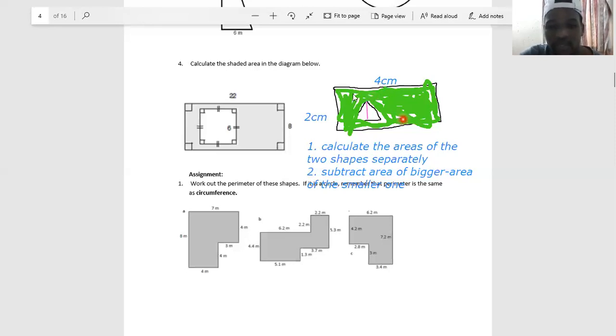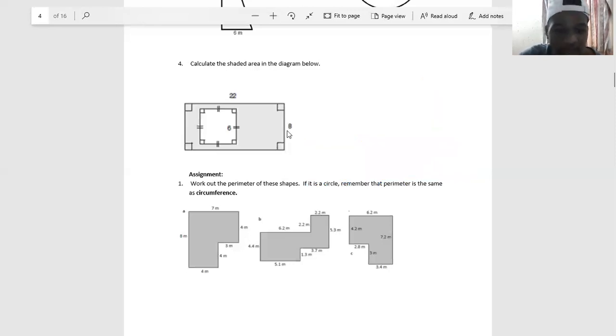This is pretty simple. So in this case here, you have your rectangle and then inside you have your square. So the area of the shaded part will be the area of the rectangle, which is 22 multiplied by 8. In this case, they didn't give you units. So if they didn't give you units, guys, you can't write centimeters squared. You write units squared. And if they didn't give you units and they ask you to calculate the perimeter, you just write units.